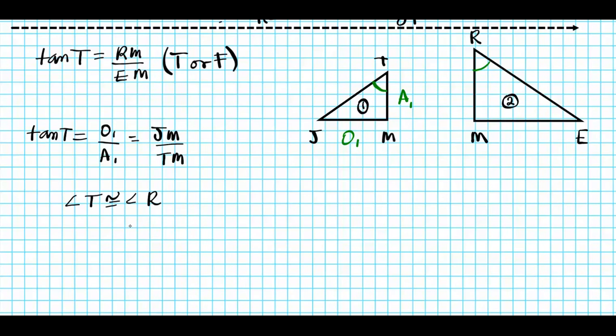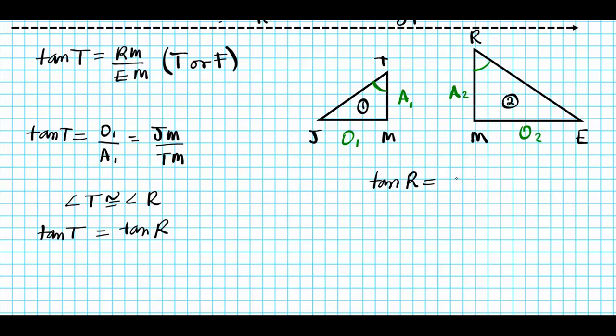So what does that mean? It means that tan T is going to be equal to tan R, because they are corresponding angles. Now let's figure out what tan R is. Tan R is going to be opposite over adjacent again, but with triangle 2. So this is the adjacent for triangle 2, and this is the opposite for triangle 2 relative to angle R.